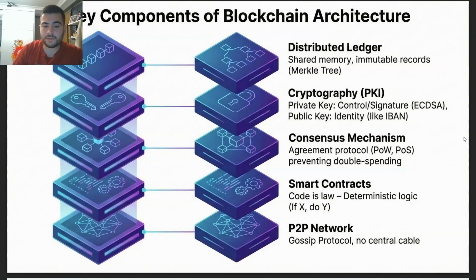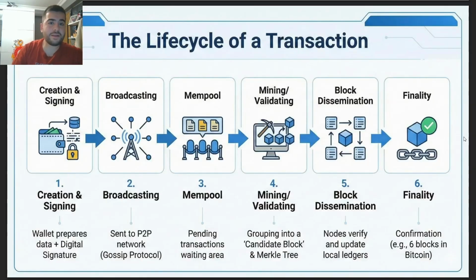Fourth one is smart contracts, popular in Ethereum. These are digital robots that execute transactions automatically when conditions are met. Essentially, code is law. And finally, the P2P network. There is no main cable, and nodes spread information via the gossip protocol, making the network incredibly resilient.